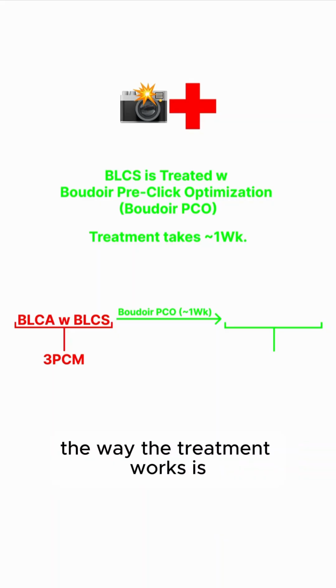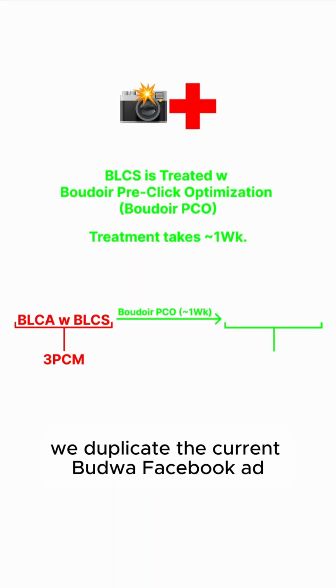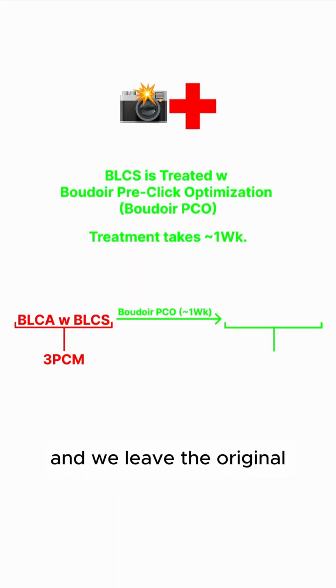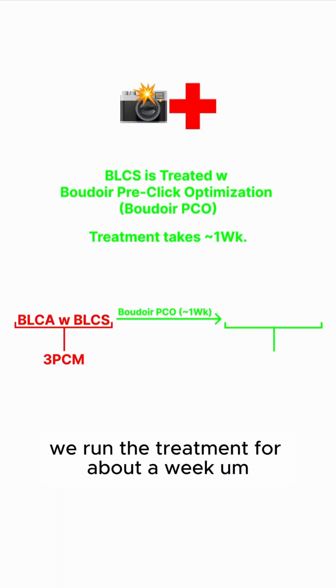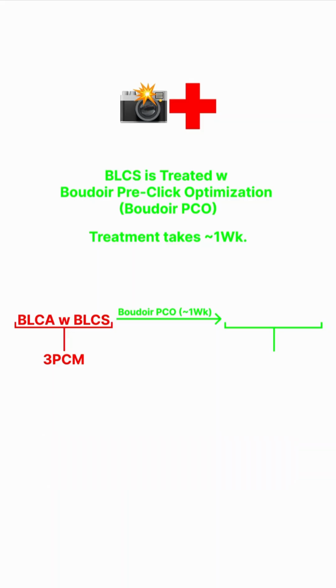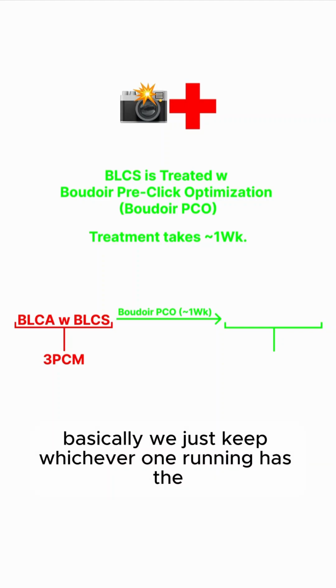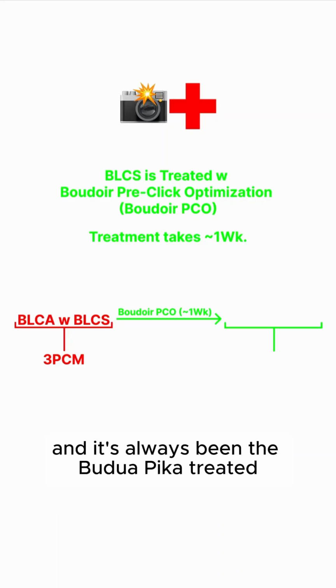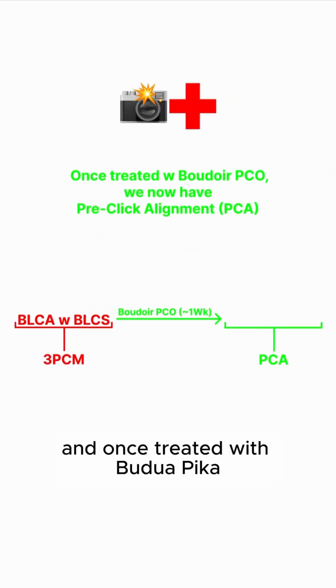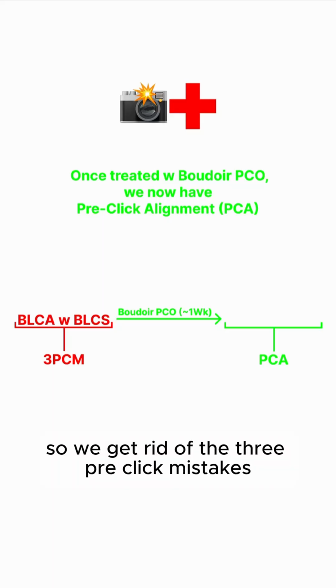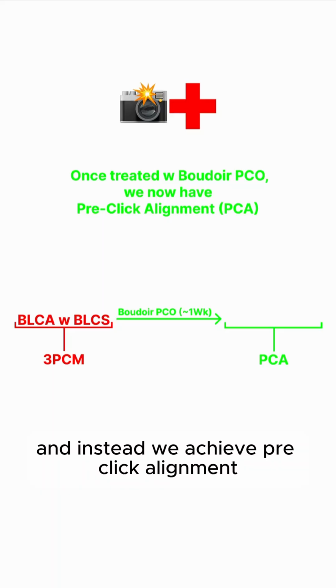The way the treatment works is we duplicate the current Boudoir Facebook ad, and we leave the original. We apply the treatment on the duplicated one. We run the treatment for about a week, and after about a week, we just keep whichever one has the highest metrics, and it's always been the Boudoir Pico treated ad that ends up with the highest metrics for unique CTR all. And once treated with Boudoir Pico, we now have pre-click alignment, PCA. So we get rid of the 3 pre-click mistakes, and instead we achieve pre-click alignment.